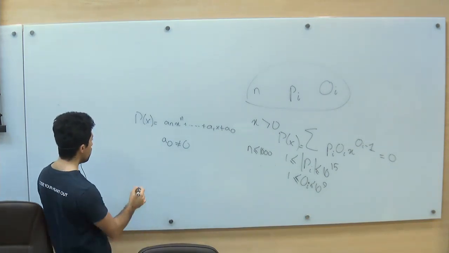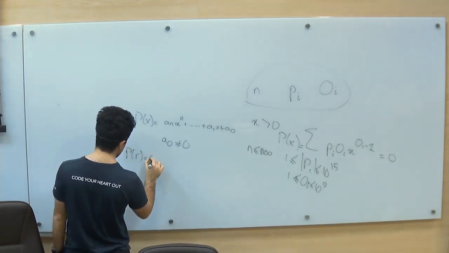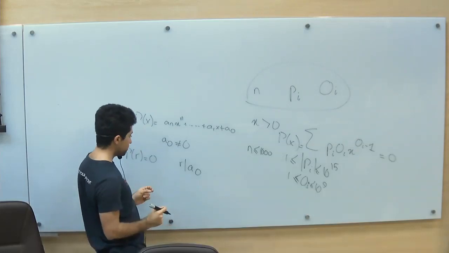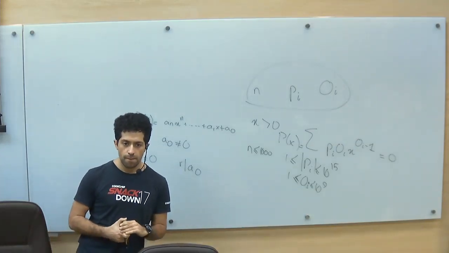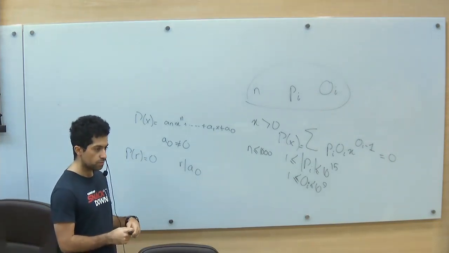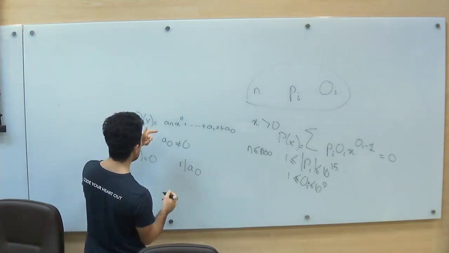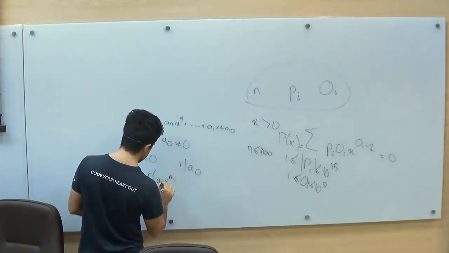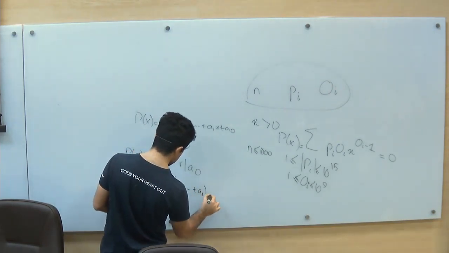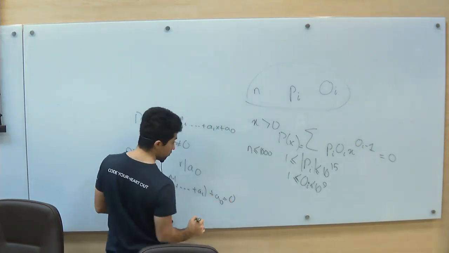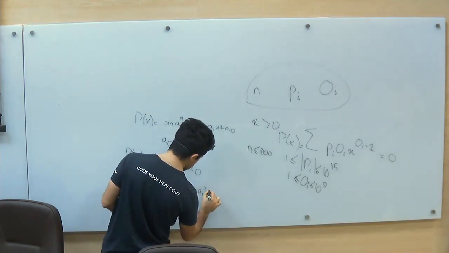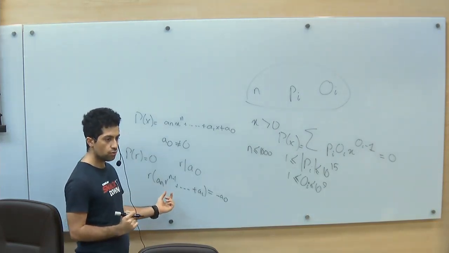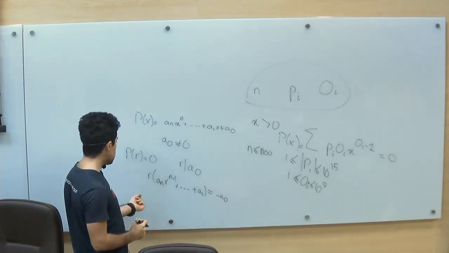we can say that if r is a root of this polynomial and r is an integer, then r divides a0. The reason is that just place r instead of x, we will find that a_n r to the power n plus a_(n-1) r to the power n minus 1 and so on plus a0 equals 0. So moving a0 to the right, since all of the coefficients are integers too, we can say that r divides a0.